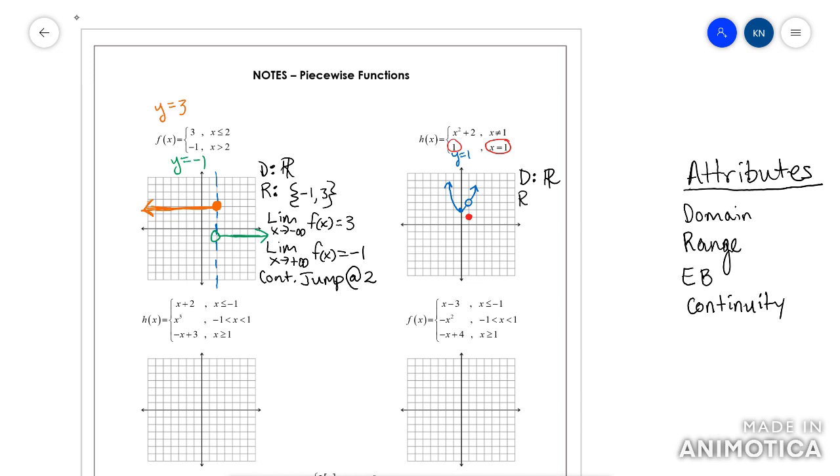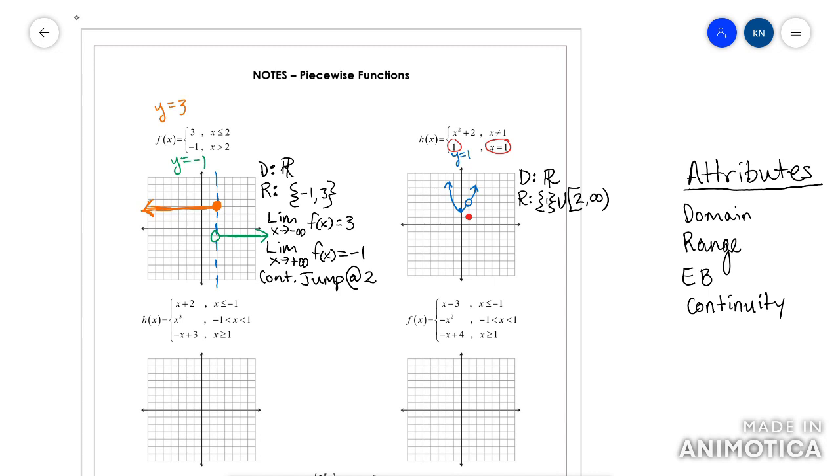The range, however, would look like this. You have a point at 1. So you would put a little bracket of 1, and then union with, and then this graph, the blue one, is from 2 to infinity. So bracket 2 to positive infinity, like that.